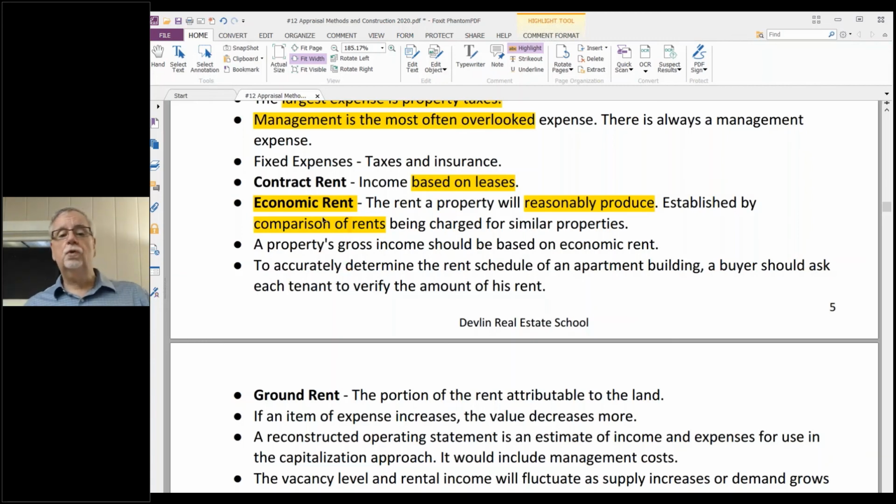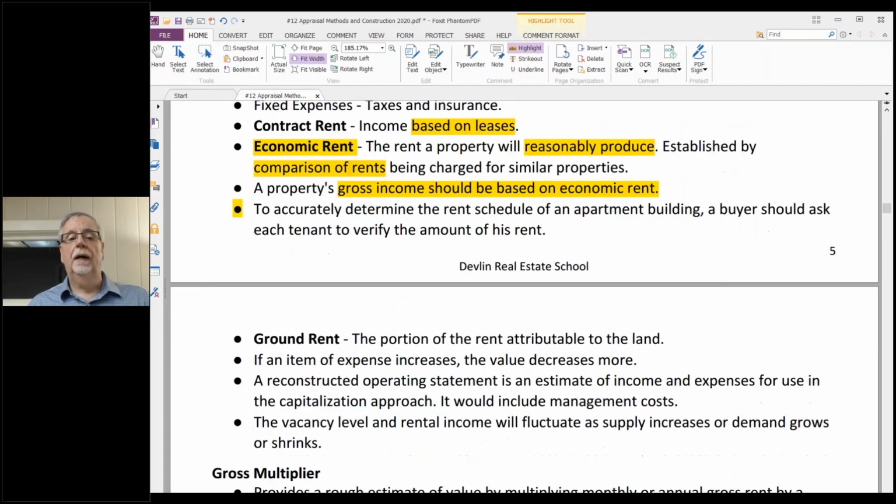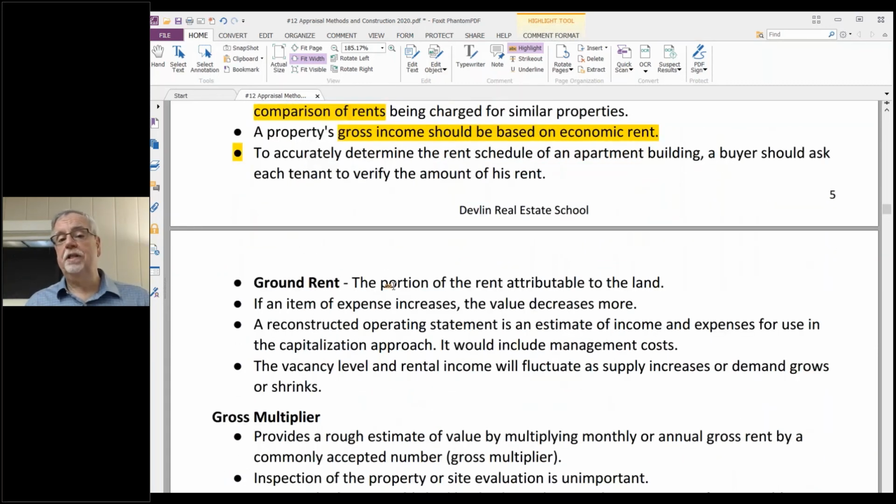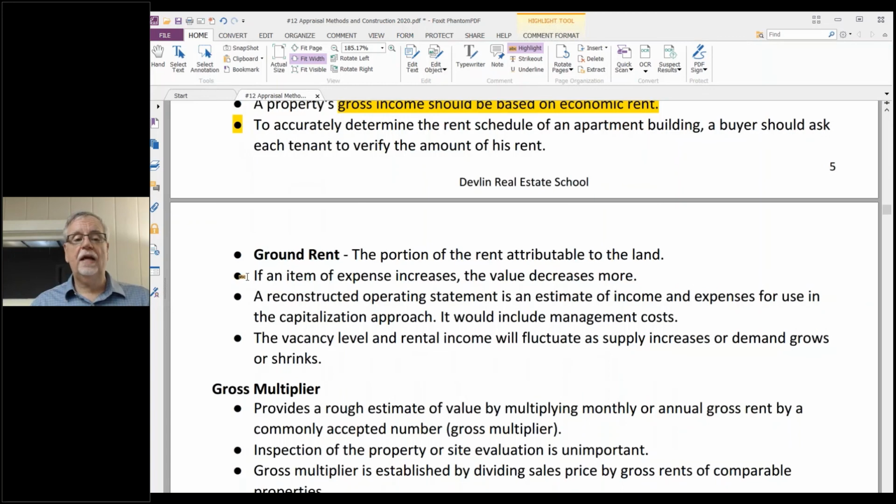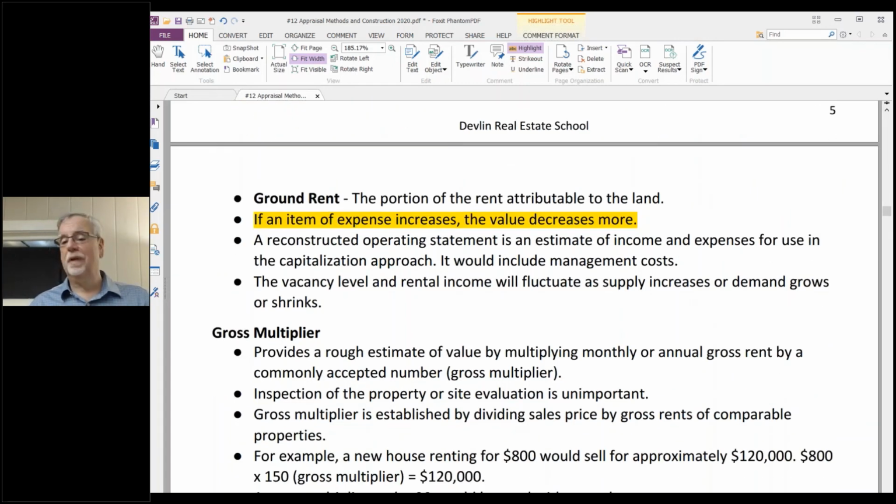The property's gross income should be based on economic rent. What could you rent it for? And you should verify that people are actually paying that amount in rent. Ground rent is the portion that goes to the land. That's just a definition. If an expense increases, the value decreases more, and that's because of that ratio thing. I'm not going to do math. I don't do math anymore.